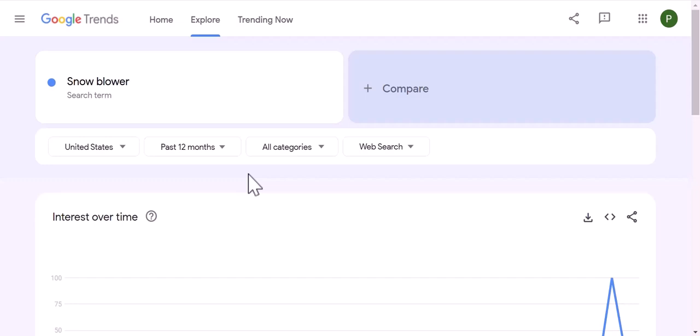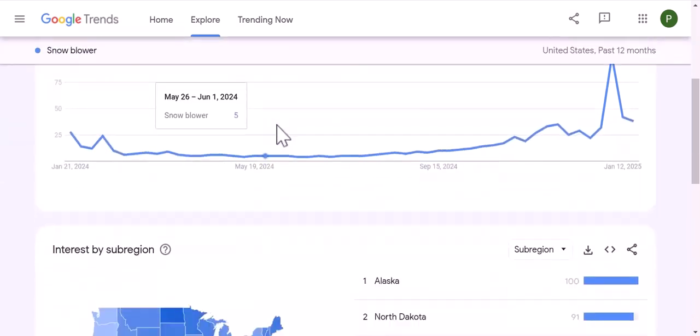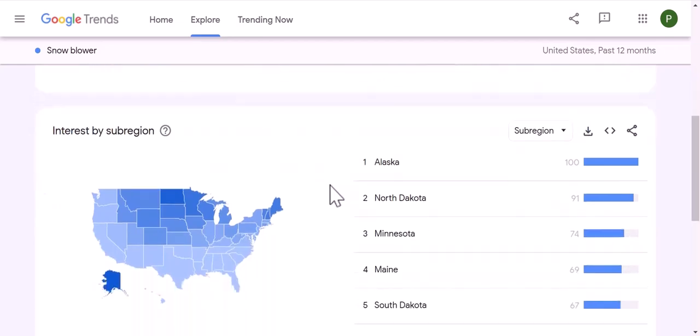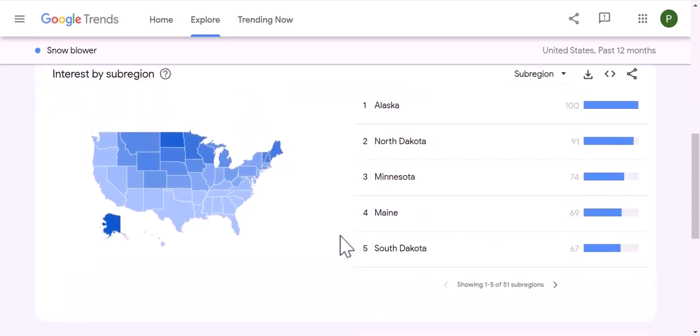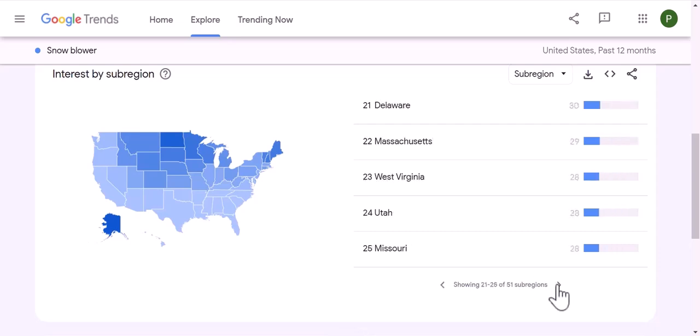So if we look at snowblower here, we can see in Google Trends, I'm going to go ahead and scroll down. We can see that certain states have a higher interest level than some of the other states. So we can see that Alaska, North Dakota, Minnesota, Maine, these states have a very high interest level. And if we go towards the end of this, we can see that the interest level will keep dropping and dropping and dropping. Now, if I keep going to the right here, we can see Texas, Florida, Louisiana, Alabama.